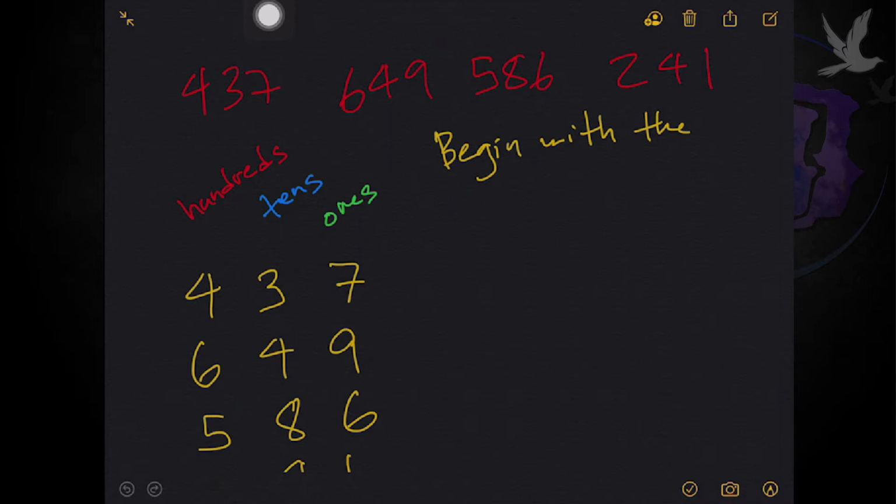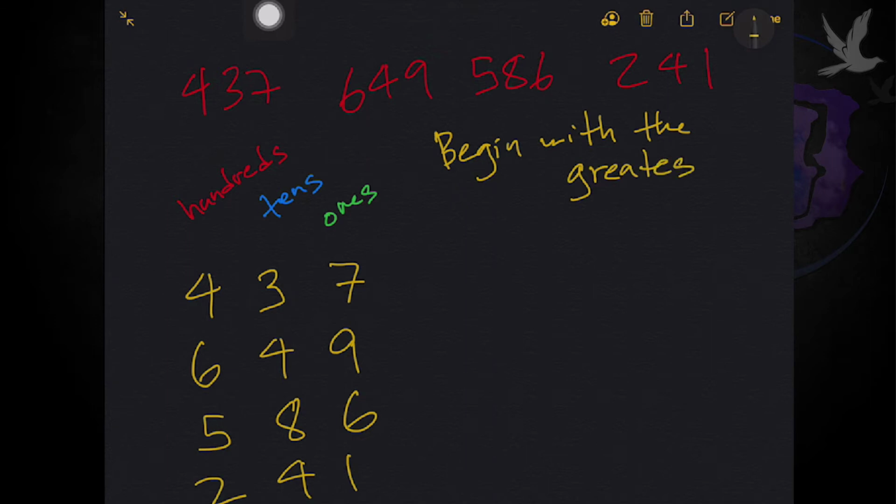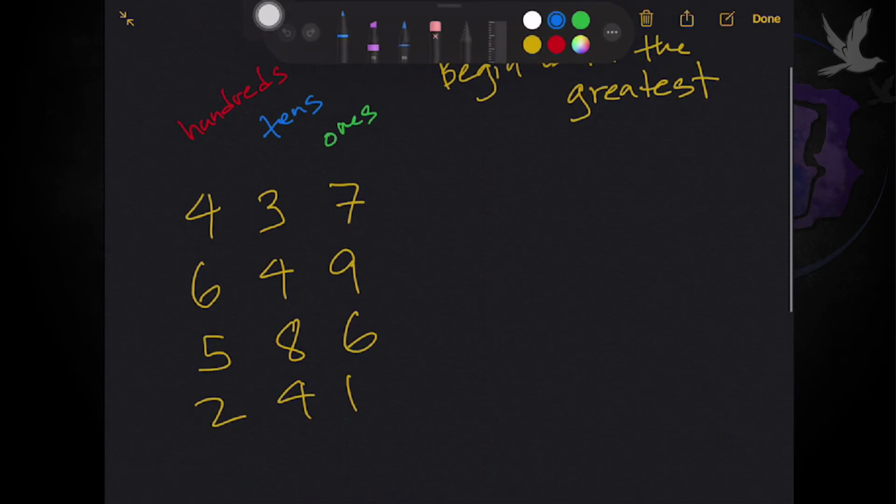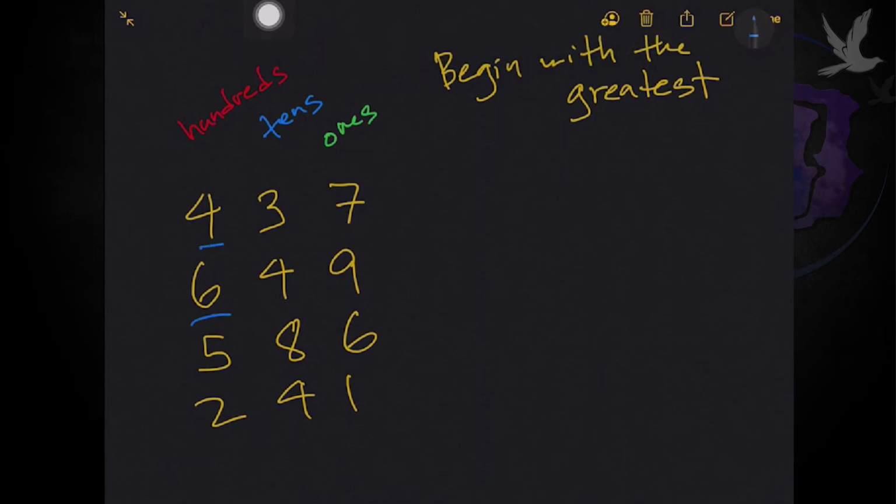What if you are tasked to begin with the greatest? Let me just write the word greatest there. What do you mean by greatest? The biggest value. If you're going to notice the first digits again, we have 4, 6, 5, and 2. Which has the greatest value? Obviously, by simply looking at it, it's 6. So let's write 6, 4, and 9. 649.